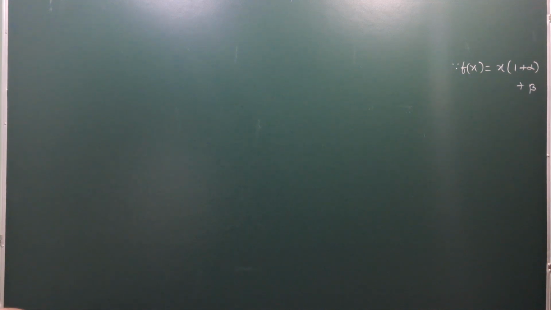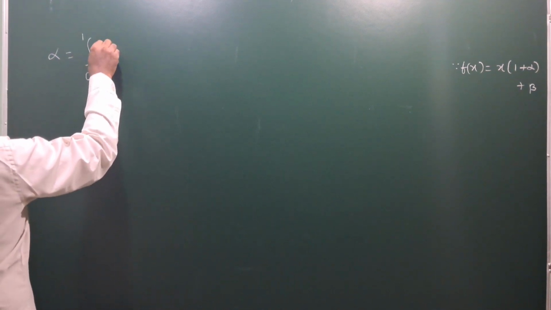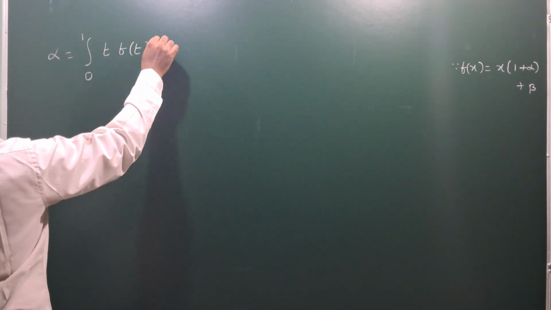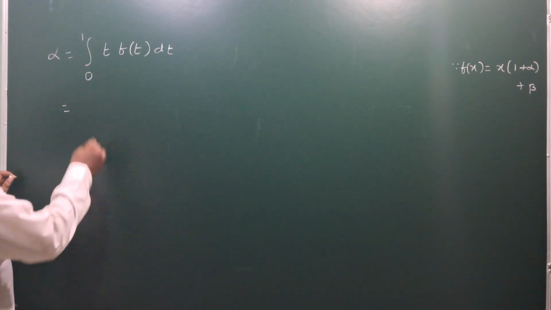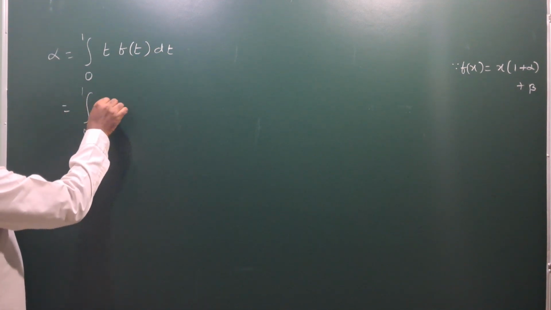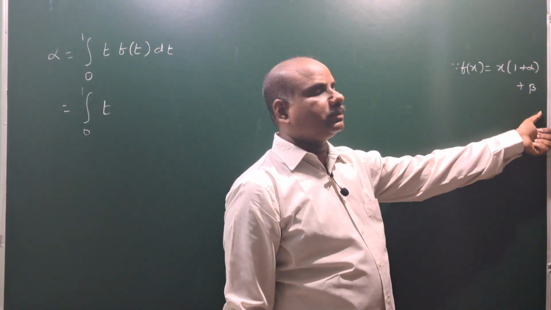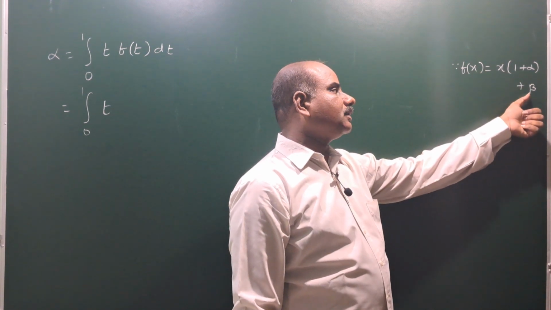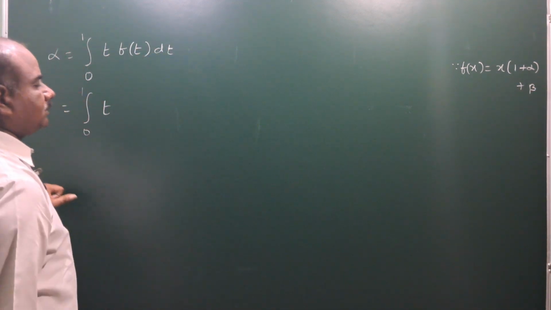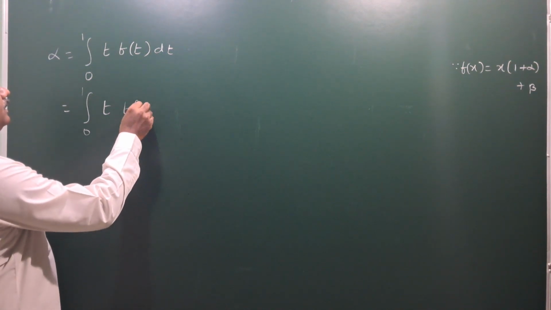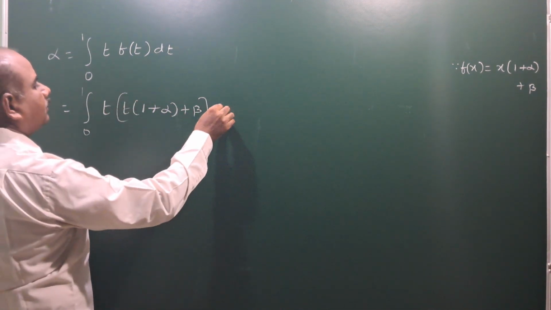Okay, now take alpha. We know that alpha is equal to integral 0 to 1 t into f(t) dt. Now substitute the value of f(t) here. We know that f(x) is equal to x into (1 plus alpha) plus beta. F(t) means just replace x with t only. There is no change in the other terms. So f(t) means t into (1 plus alpha) plus beta. So totally this is f(t) dt.